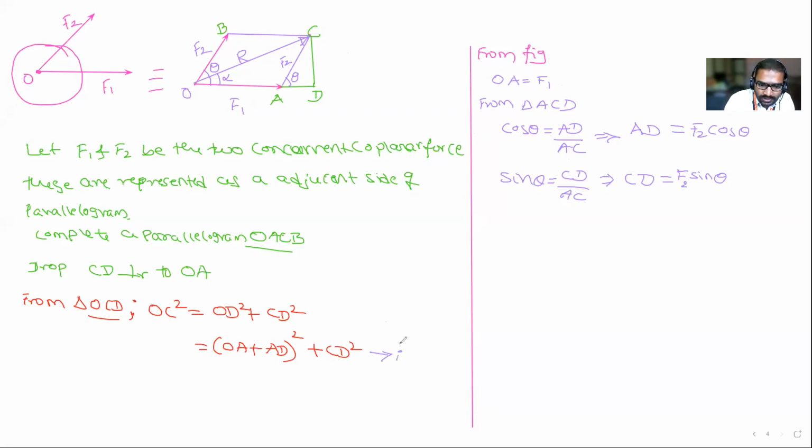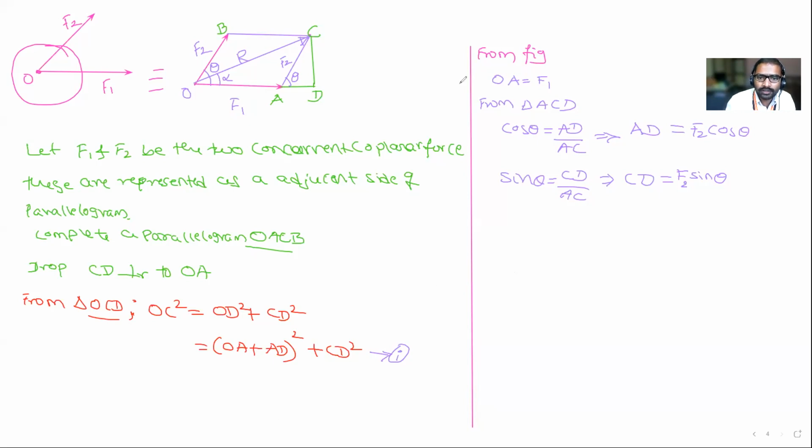So take it as equation number 1. Please mute yourselves, all of you. Roll number 57, Rohan, mute yourself.